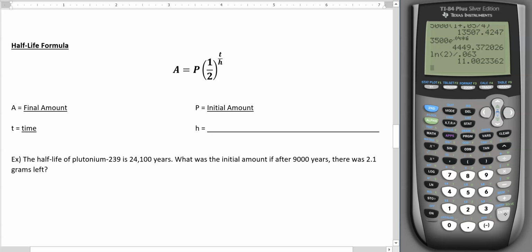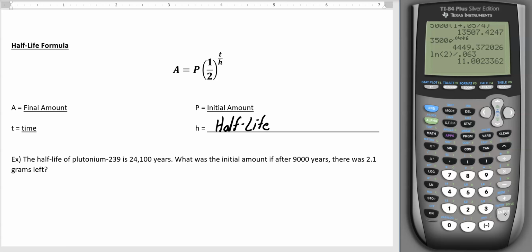The half-life formula, half-life is extremely common in looking at chemicals and looking at elements and decay especially. So a lot of these variables remain the same. A is our final amount, P is our initial amount, T is time. H in this case is the half-life value. Now, for those of you who aren't caught up on your chemistry, each element has its own half-life. And the half-life is defined as how much time it takes for an element to naturally decay so that there is half as much of it.